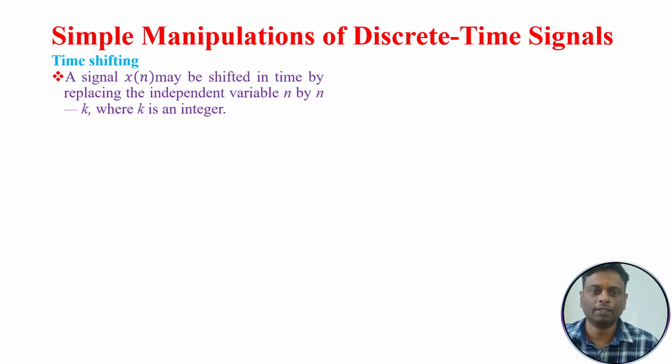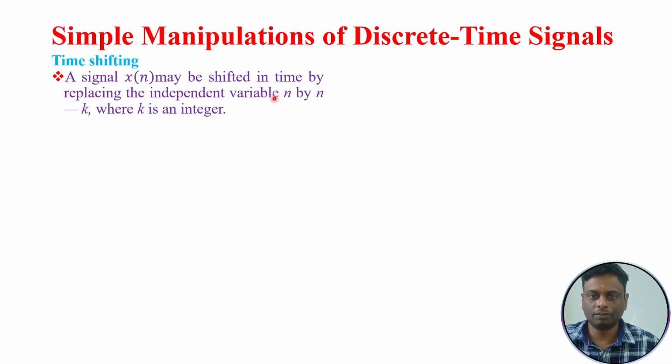The first property is the time shifting property of the discrete time signal. How does time shifting occur? Let us see. x of n is a discrete time signal that will be shifted by replacing n with n minus k, where k is an integer. So that will be a shift by k. It will shift x of n in time by replacing n with n minus k, where k is an integer.